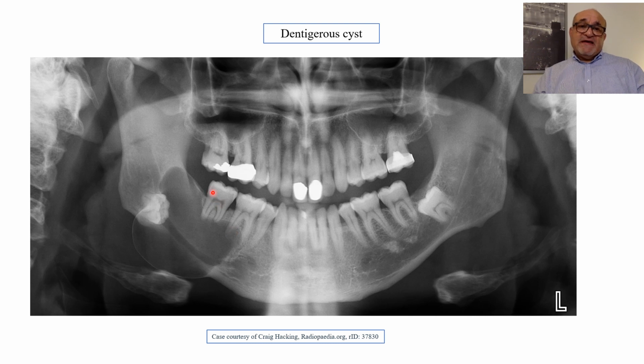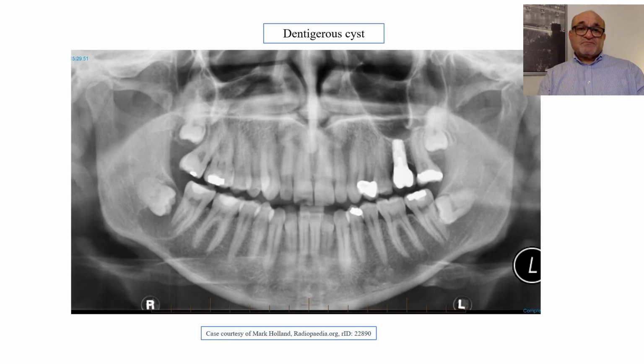As you can see here, this lesion is well defined, with a sclerotic corticated margin, present in the lower posterior mandible, associated with this impacted tooth. The lesion may push the tooth by its pressure as it increases in size, and it may cause resorption of the associated teeth, as you can find in this OPG.